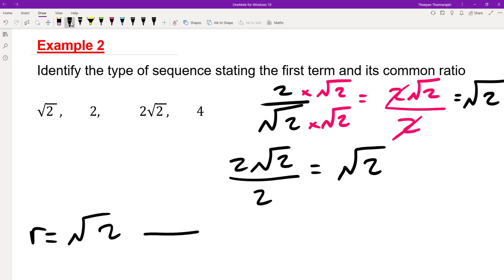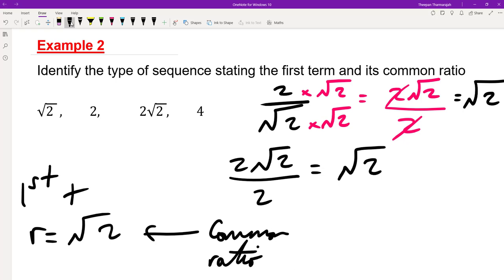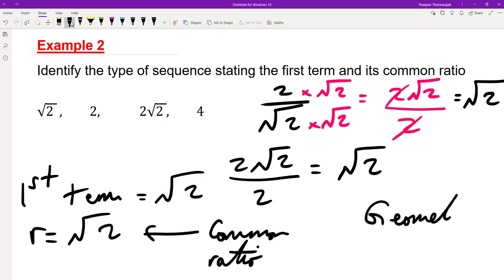Don't forget this is called the common ratio. And the first term is also root 2 in this case. And we call this a geometric sequence.